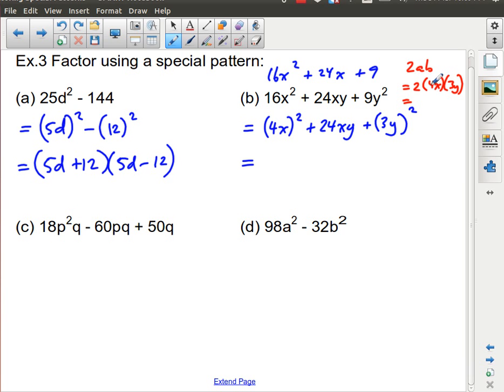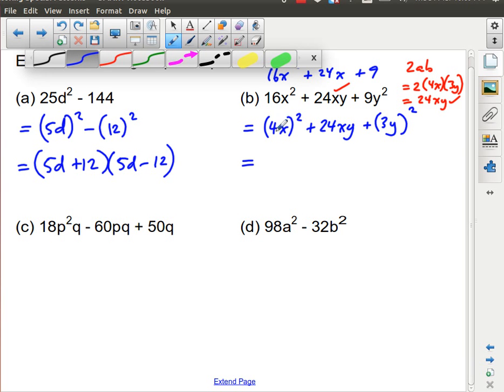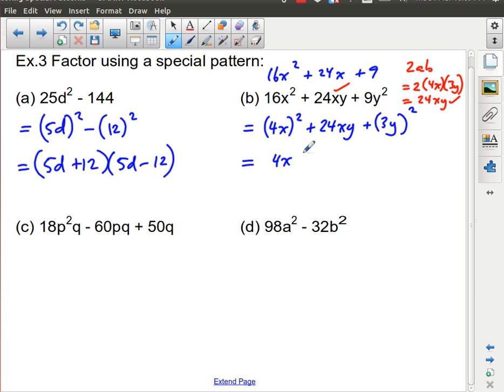2 times 4 is 8, times 3 is 24. X times y is just xy. And that is the same as that. So we're good. It is a perfect square. And so we can write this as 4x. It's a positive perfect square pattern. So it's 4x plus 3y all squared.